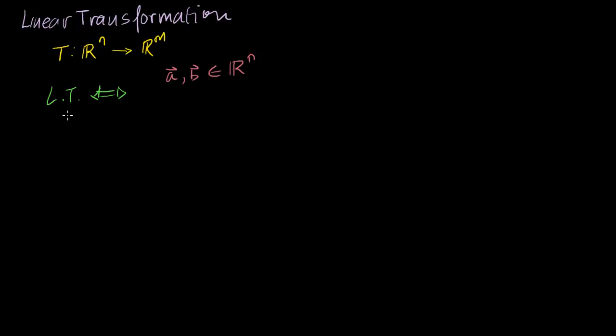So this is a linear transformation if and only if I take the transformation of the sum of our two vectors, if I add them up first, that's equivalent to taking the transformation of each of the vectors, and then summing them. That's my first condition for this to be a linear transformation.